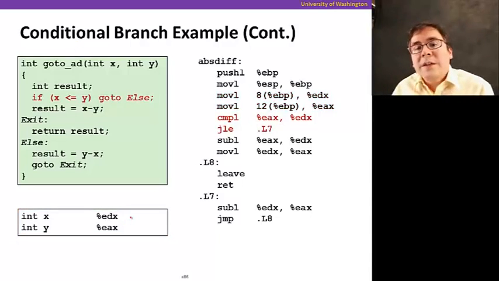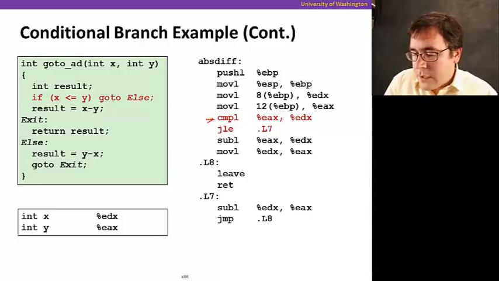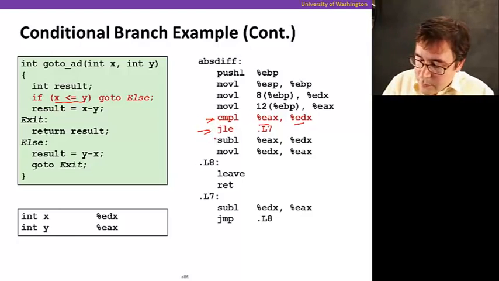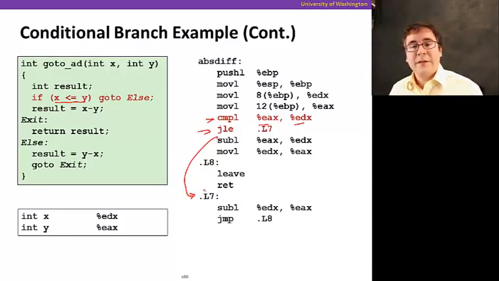And now that's when we're performing the comparison. Now that X and Y are in the EAX and EDX registers, we are comparing them. Okay, so we're comparing X and Y. That's implementing this comparison here. And if this comparison happens to evaluate that X is less than or equal to Y, then we jump to L7 to implement the else block. Now let's see how the else block works.